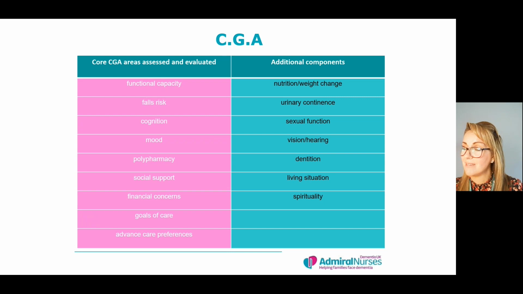So the areas assessed and evaluated within CGA are on the current slide. So you would be looking at functional capacity. You'd be looking at a person's falls risk, their level of cognition, their mood, polypharmacy, social support, any financial concern, their goals of care, and their advanced care preferences. There are some additional components as well that should be considered, and that's nutrition and weight change, urinary continence, sexual function, the person's vision and hearing, dentition, their living situation, and spirituality.